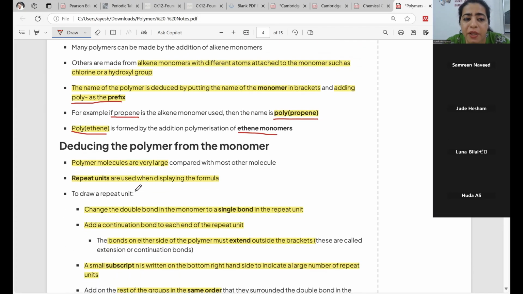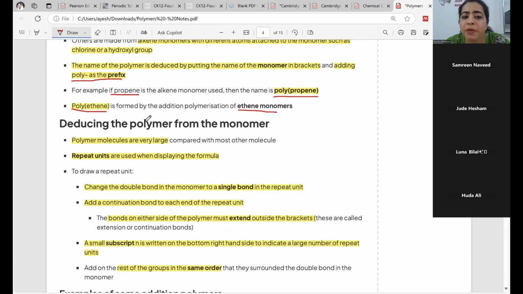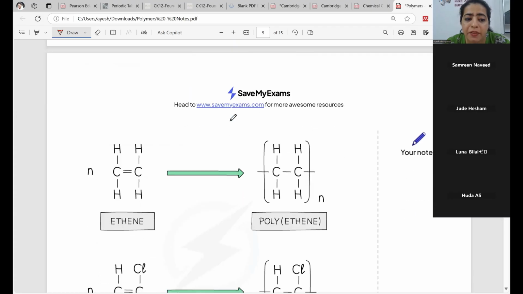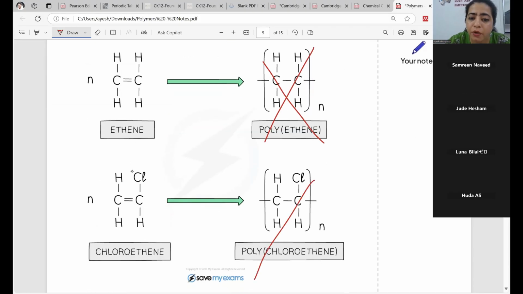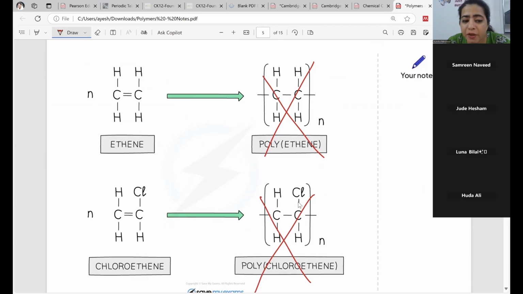Okay, how can you identify the polymer from the monomer? This is one type of question in which they can give you the starting monomer. Let's say this is not given to you. They can just give you this equation with ethene or chloroethene, and the polymer side will be empty, blank. They will ask you to make the polymer by yourself. Polymer, not repeating unit. I'm saying polymer. Polymer means in the bracket.